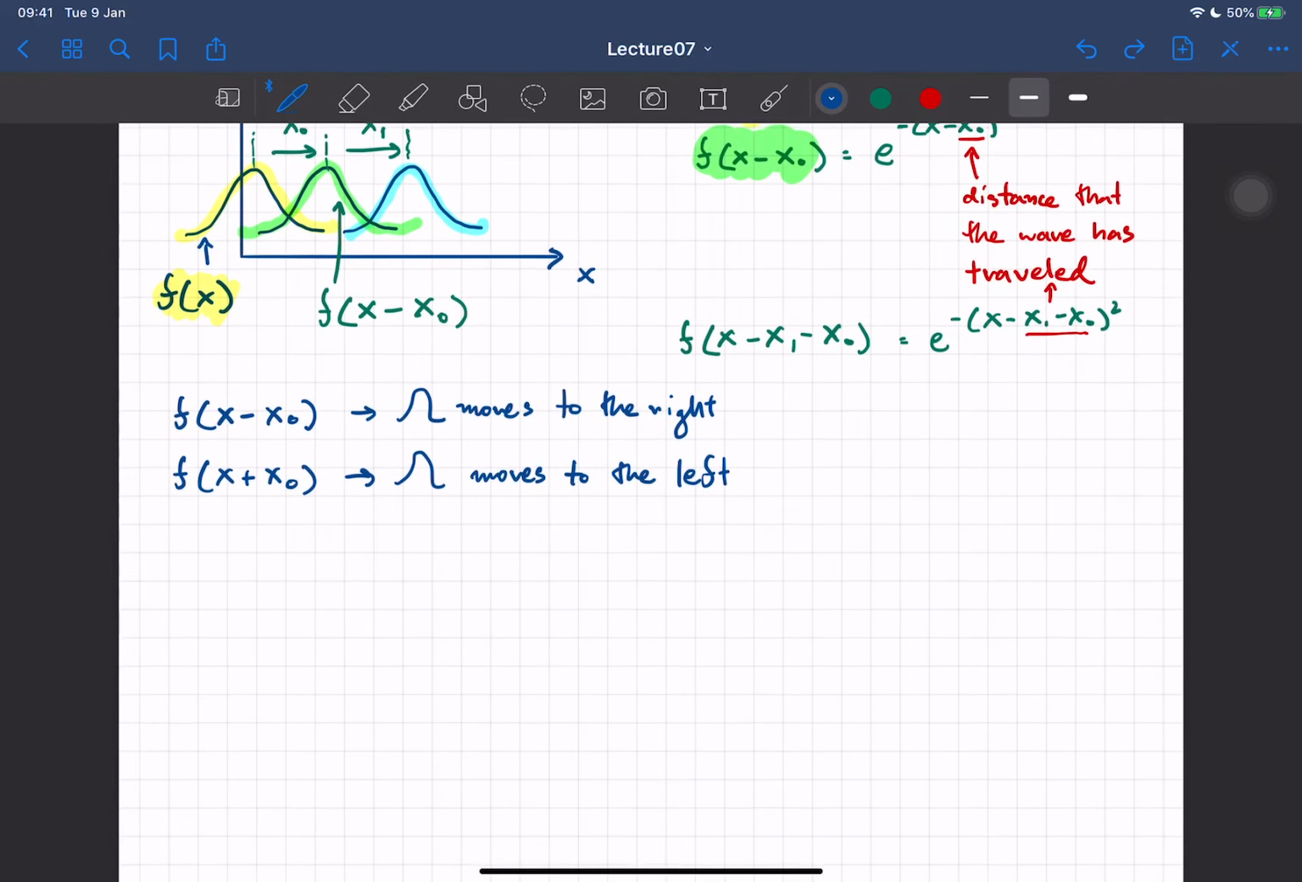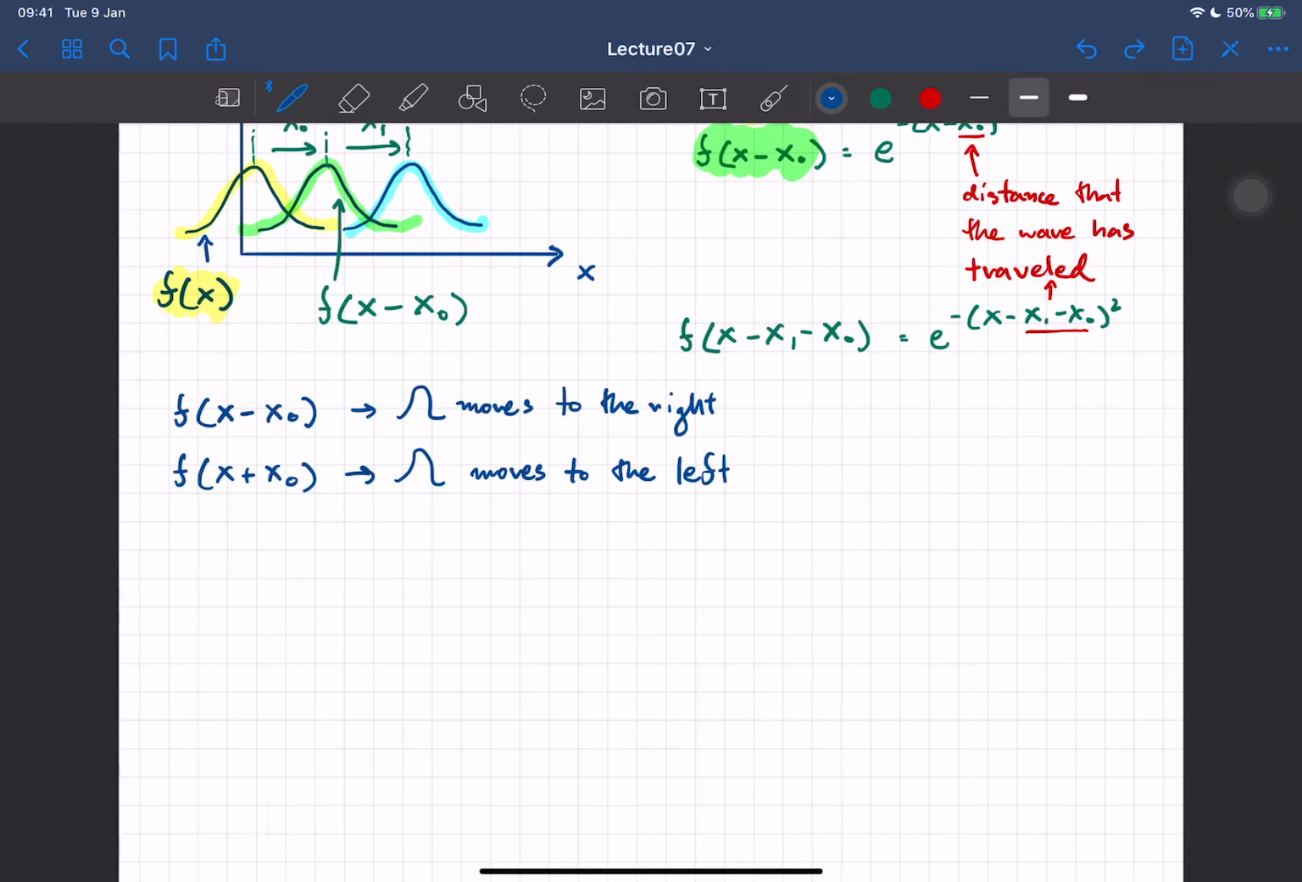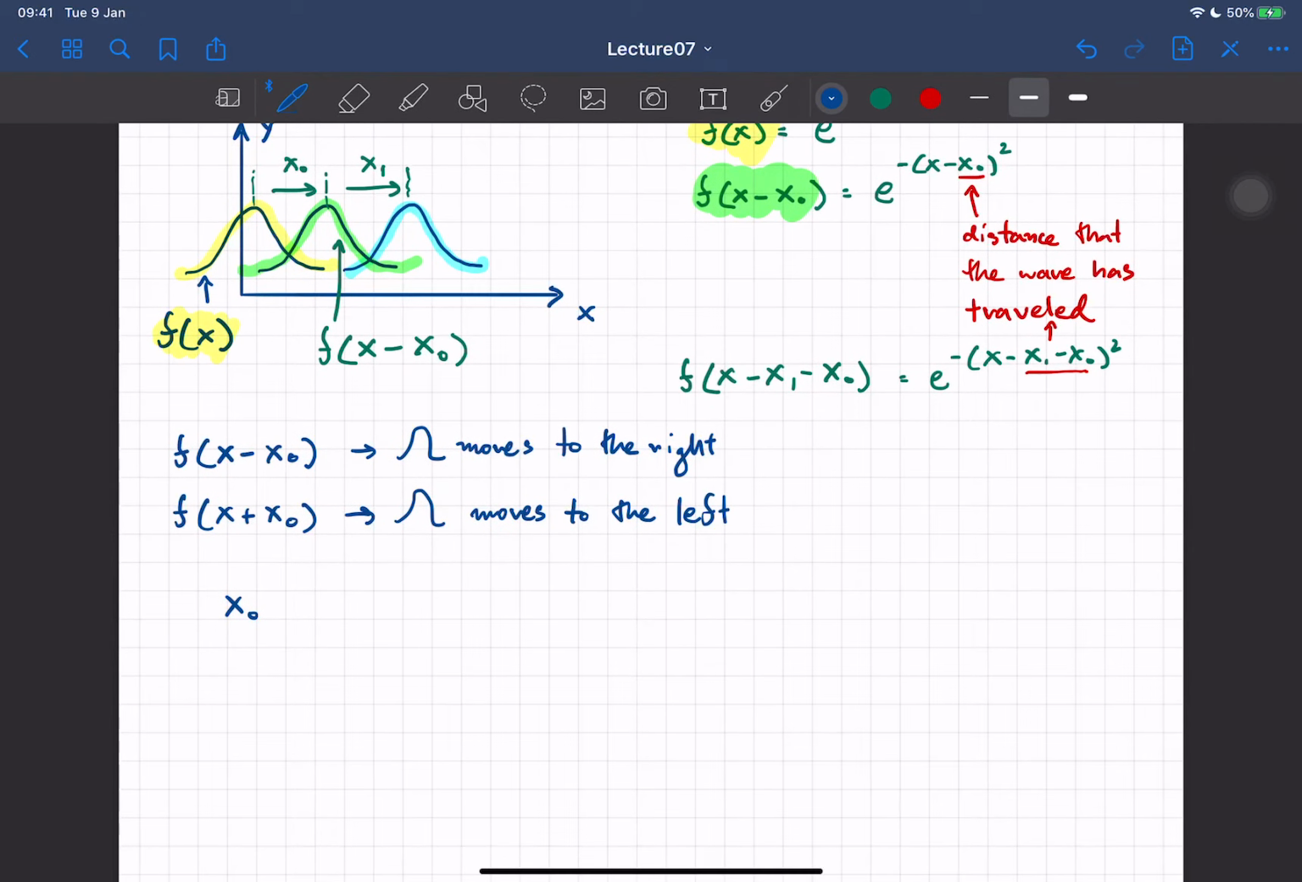So what I should write down here is x0, which is the distance that the wave has moved, in this case to the right. Okay, so x0 actually depends on time. And I can write it in this way, v times t. And v is what we call the wave velocity or the wave speed.